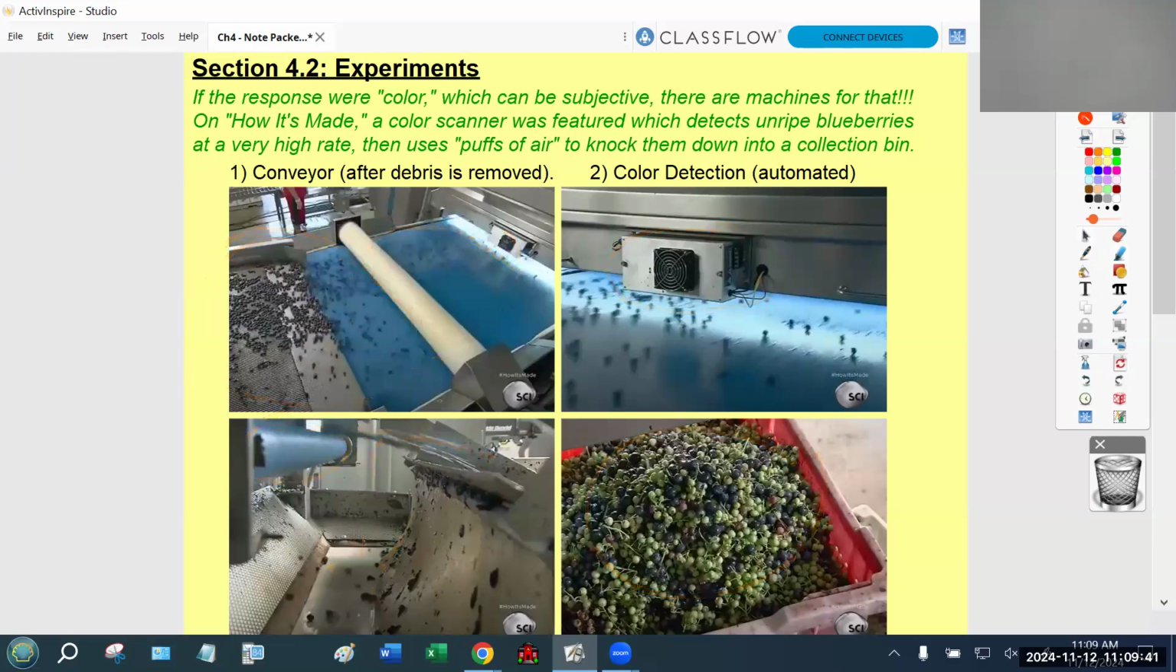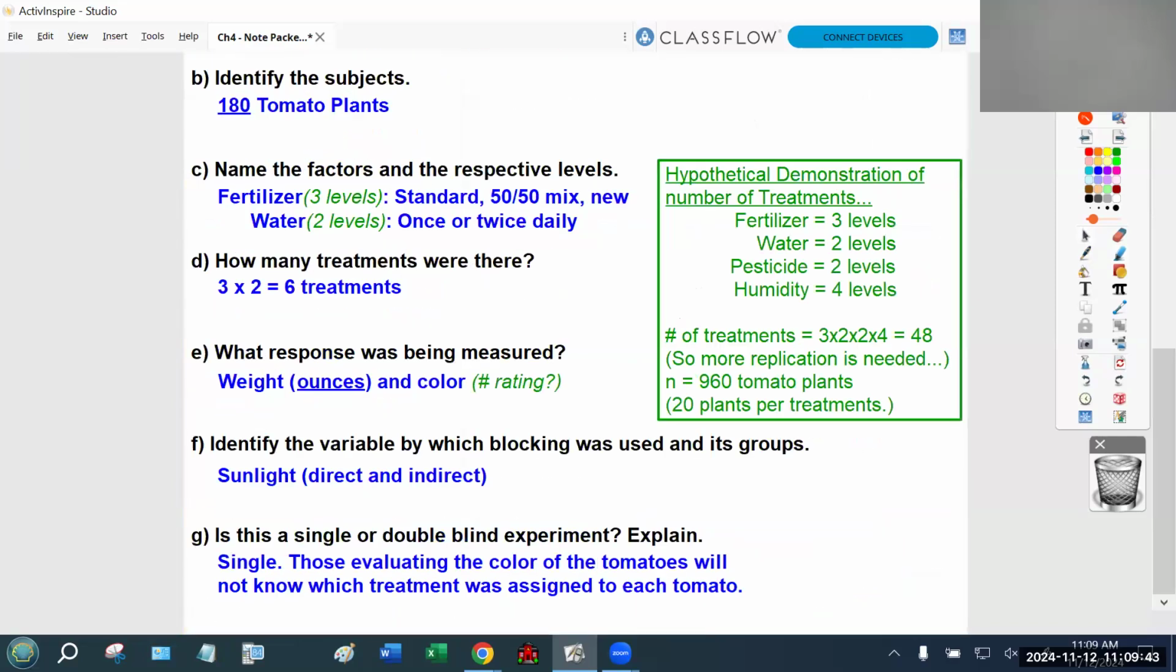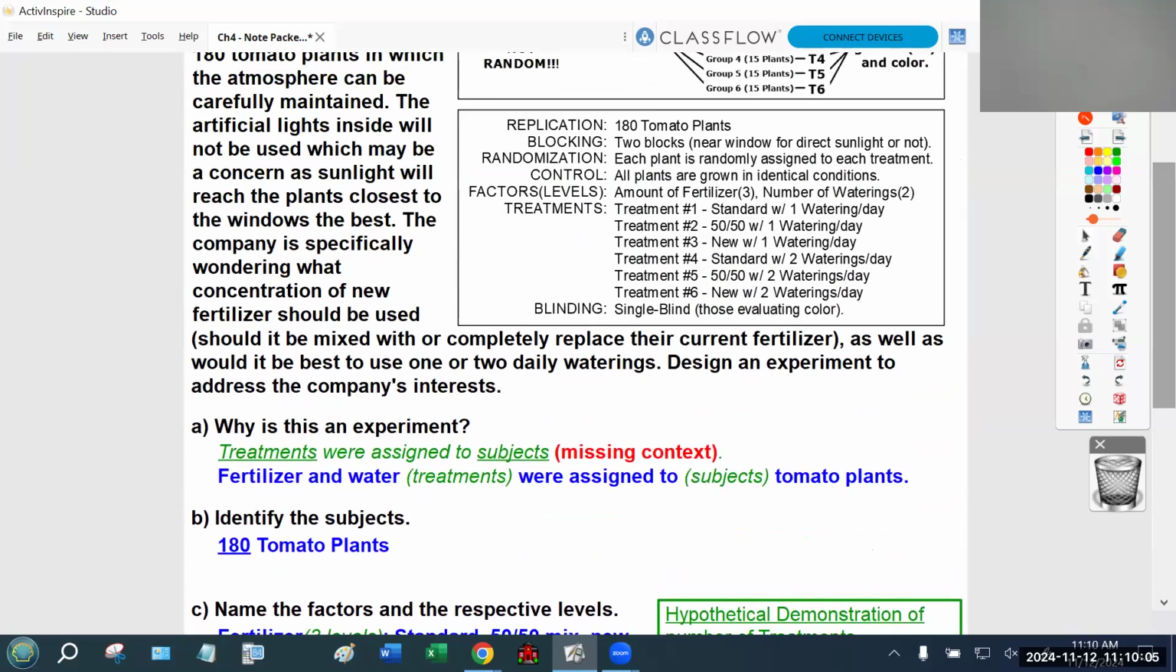So that was just to say that if you really wanted color to be objective, you could use a computer to actually analyze color for you, and then it's an experiment that doesn't need blinding at all. Again, I want to stress, blinding is not a required part of an experiment. The only required part of an experiment is, are you applying treatments randomly? That's what makes it an experiment. And that's what we set up here. Why is this an experiment? Treatments were applied randomly to subjects. That's why it's an experiment.